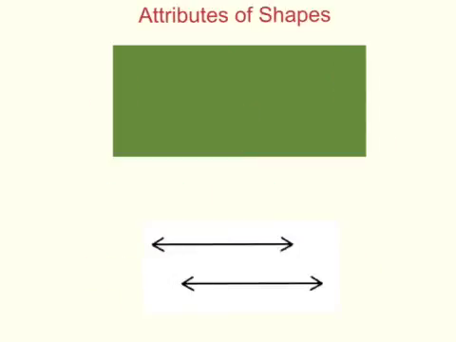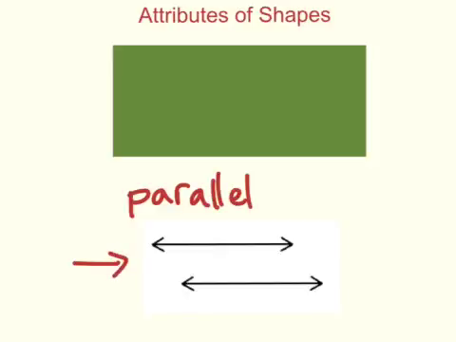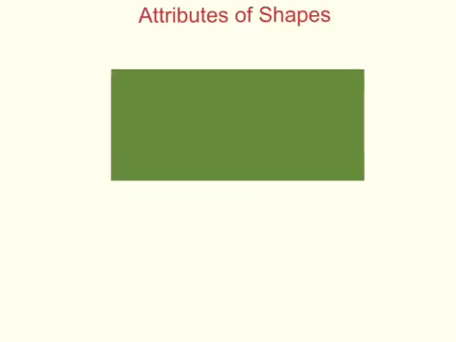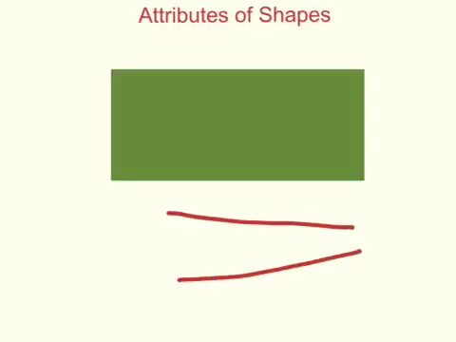Another way to describe a shape is to think about parallel lines. Parallel lines, like these 2 lines here, are lines that are always the same distance apart. Like train tracks, you'll notice the distance apart here and the distance apart here are the exact same. They don't get closer together or further away from each other. These lines are not parallel because the distance between them here is different than the distance between them here. So parallel lines mean they have to be the same distance apart all the time.